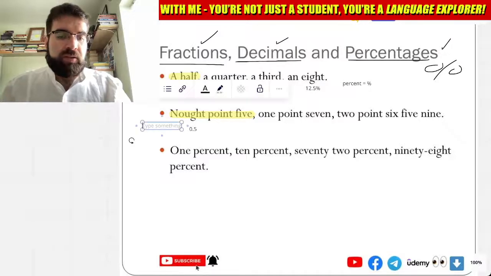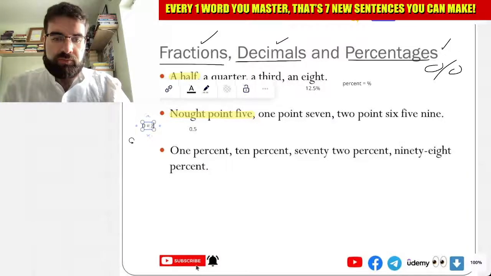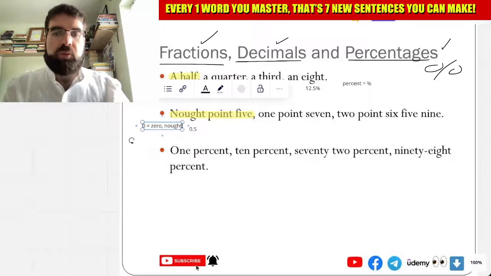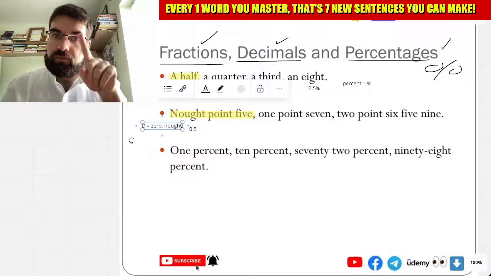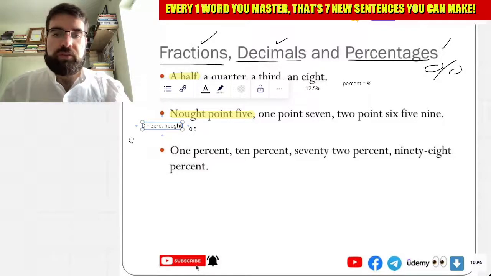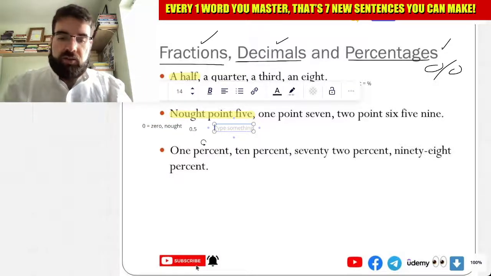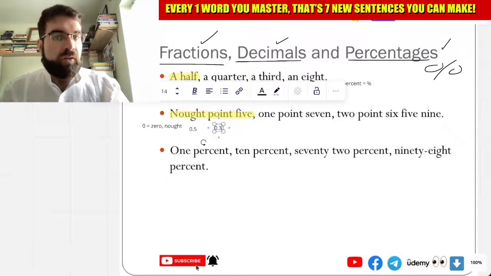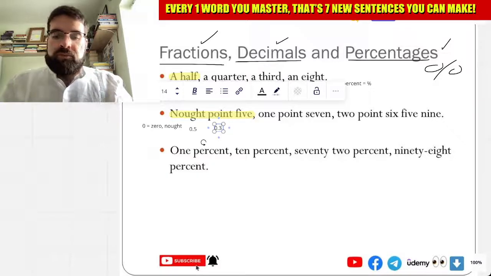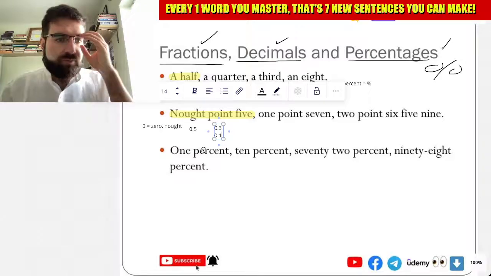0.5. Naught. 0 or naught. 0.5. 0.3. Okay. 0.1 makes sense.